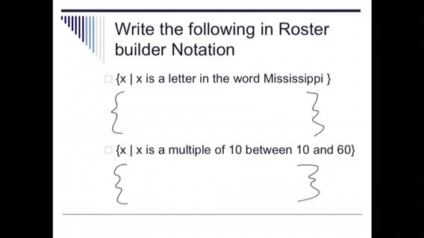Okay, so let's see how you did. We have the set X such that X is a letter in the word Mississippi. So go write down all the different letters in that word. We have M, I, S, and P. Those are all of the different letters, and again, we don't repeat things when we're writing out roster notation.